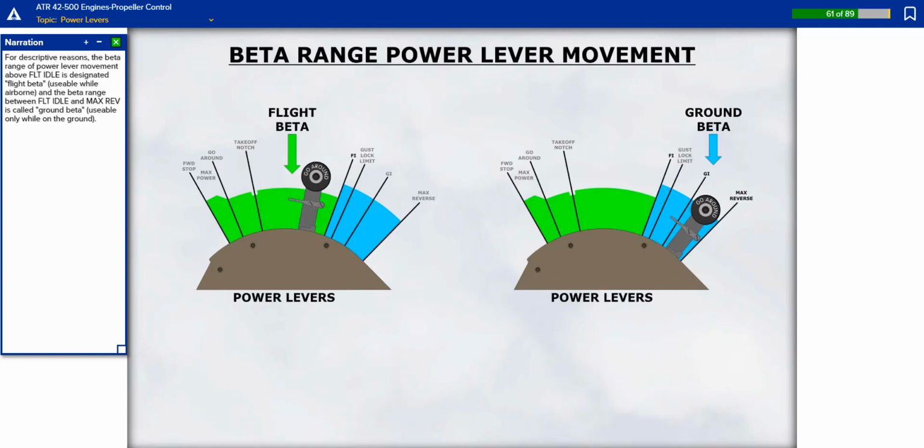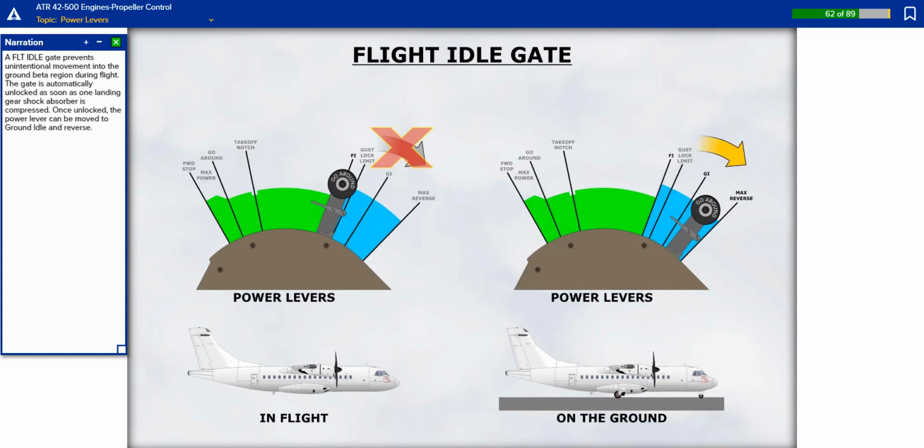For descriptive reasons, the beta range of power lever movement above flight idle is designated flight beta, and the beta range between flight idle and maximum reverse is called ground beta. A flight idle gate prevents unintentional movement into the ground beta region during flight. The gate is automatically unlocked as soon as one landing gear shock absorber is compressed. Once unlocked, the power lever can be moved to ground idle and reverse.